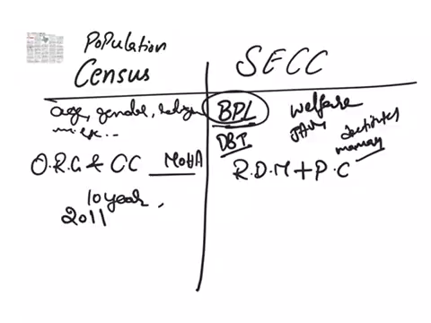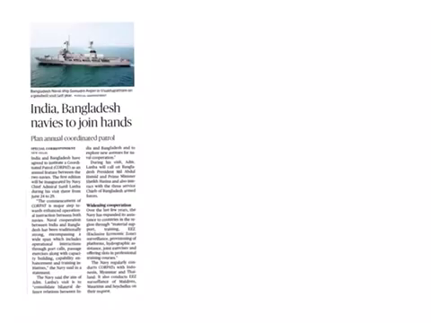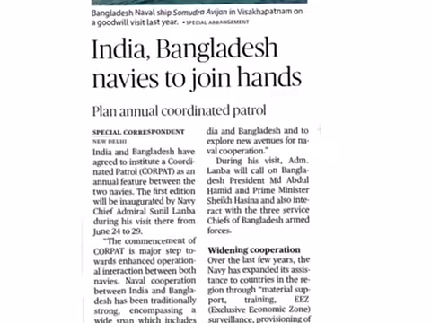Whereas from independence, the socio-economic and caste census was conducted for the first time in 2011 only. And the population census was carried out under the Census of India Act 1948, whereas the socio-economic and caste census was not conducted under any act. There is no act.